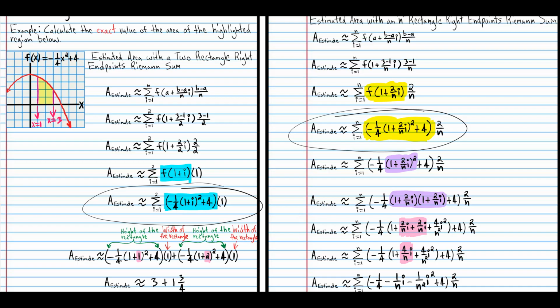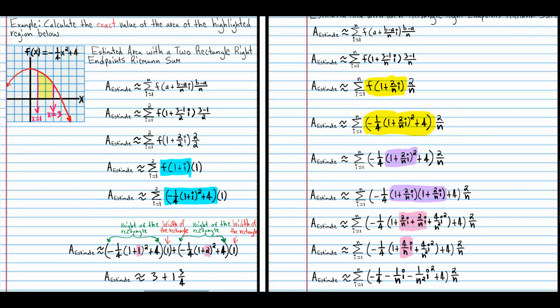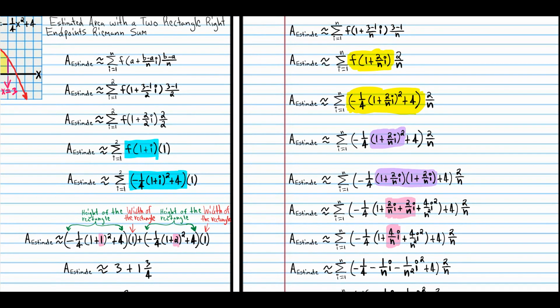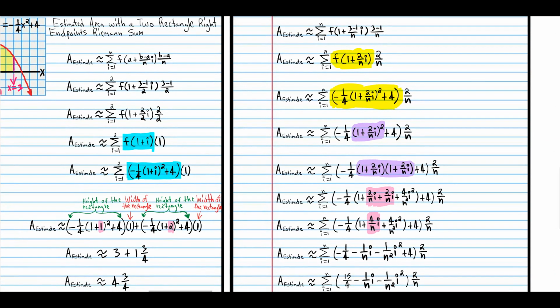So this expression at the right looks a little different than the expression at the left. Okay, and then we're going to have to do a lot more math. We can't just start plugging in numbers because we don't know how many rectangles we're going to use.